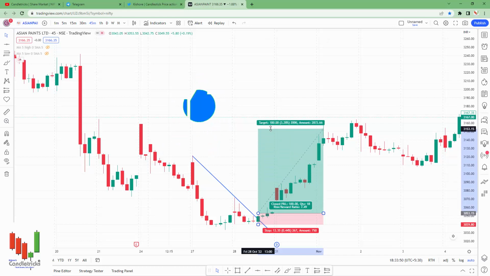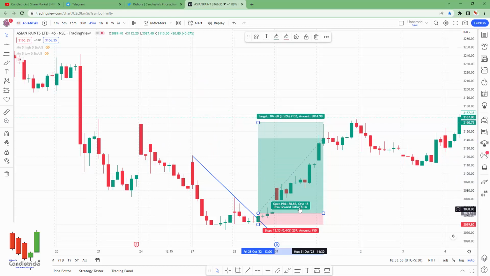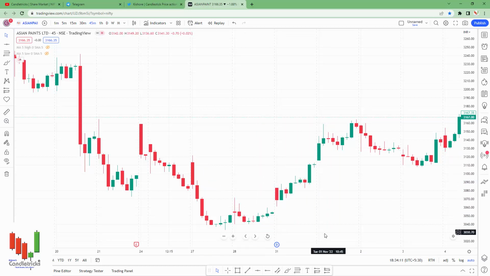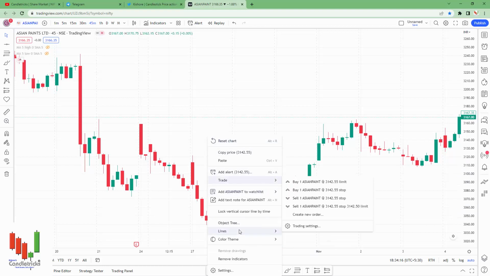Okay, so it went up almost 8 times. Risk will be just 13 rupees only. But see the momentum, super, right? That is the power of this method. I hope you understood this concept. Fine. Now let me share another example.